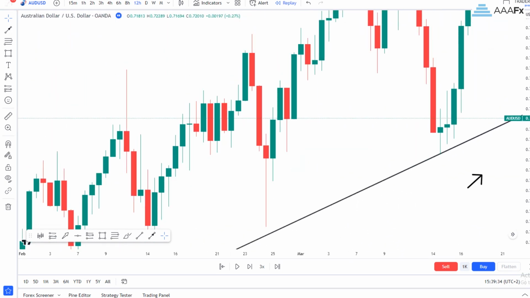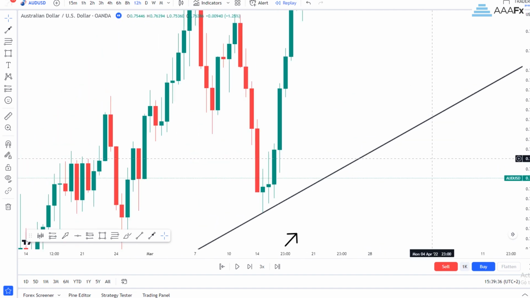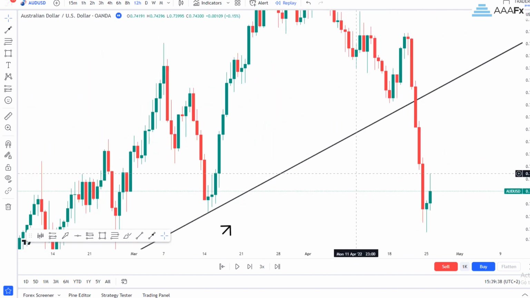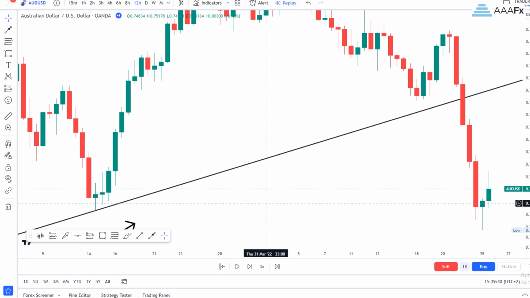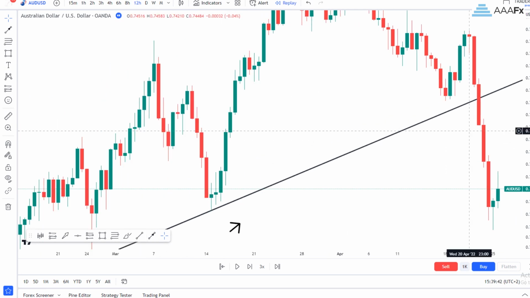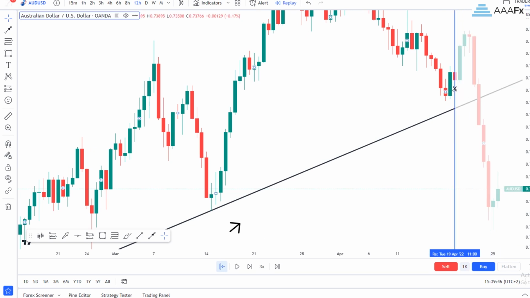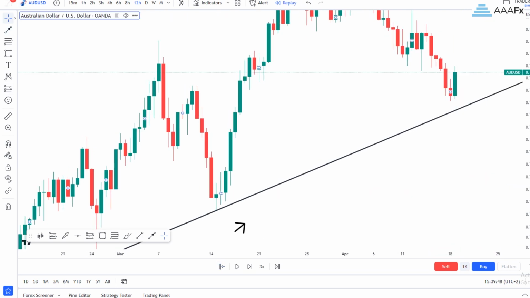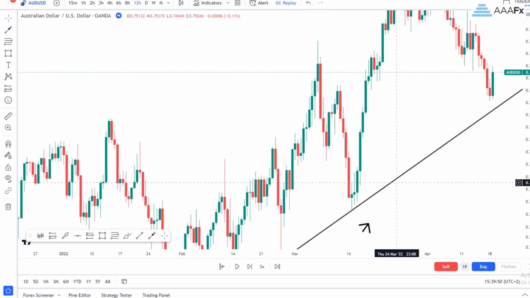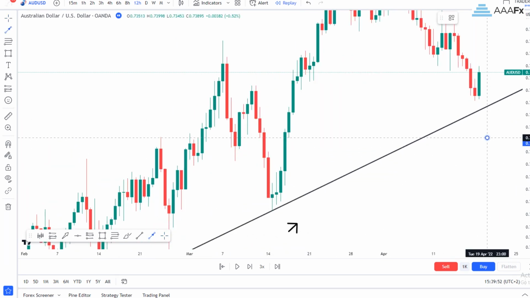So let us just see what would have happened when we would have bought there, right? So you can clearly see that most definitely we wouldn't have bought here, right? Because, well, this was our, let's just do that, right? You can clearly see that we wouldn't have bought here. Why? Because price wouldn't have touched our support, right?